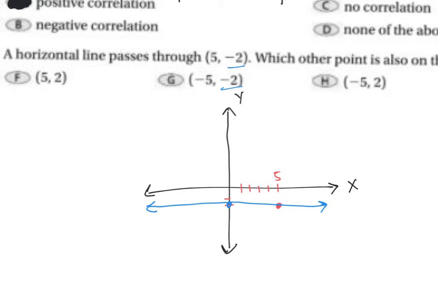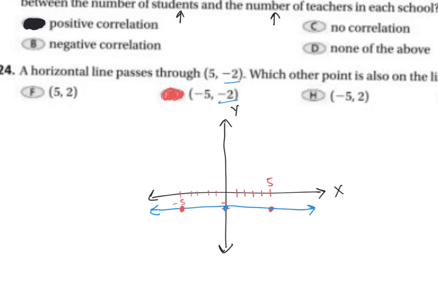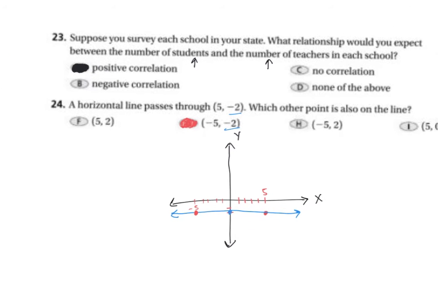So negative 5, negative 2 would be to the left. 1, 2, 3, 4, 5. And then down 2. So this would be our point. So absolutely right, G is our only other option. If you were to just plot the other points, you would also see, okay, that is the only one that lies on this line, okay?